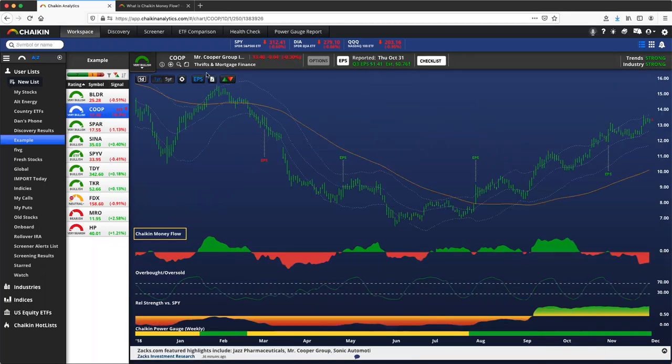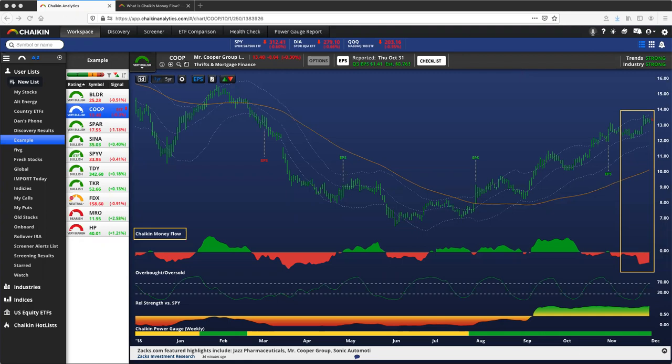COOP here is showing a negative money flow divergence where price is reaching new recent highs as money flow has been strongly weak, as we can see right here. That is typically a bad sign for the stock, as it looks as though institutions are distributing this, getting out of this stock as it moves to new highs.